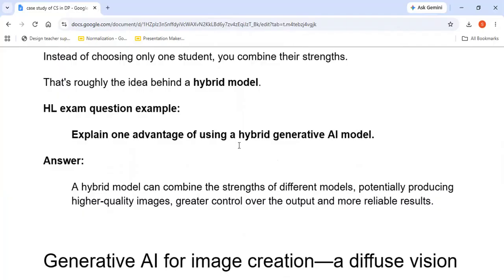Explain one advantage of hybrid generative AI. A hybrid model can combine the strengths of different models, potentially producing higher quality images, greater control over the output, and more reliable results. So this is nothing but generative AI for image creation, a diffusion case study.